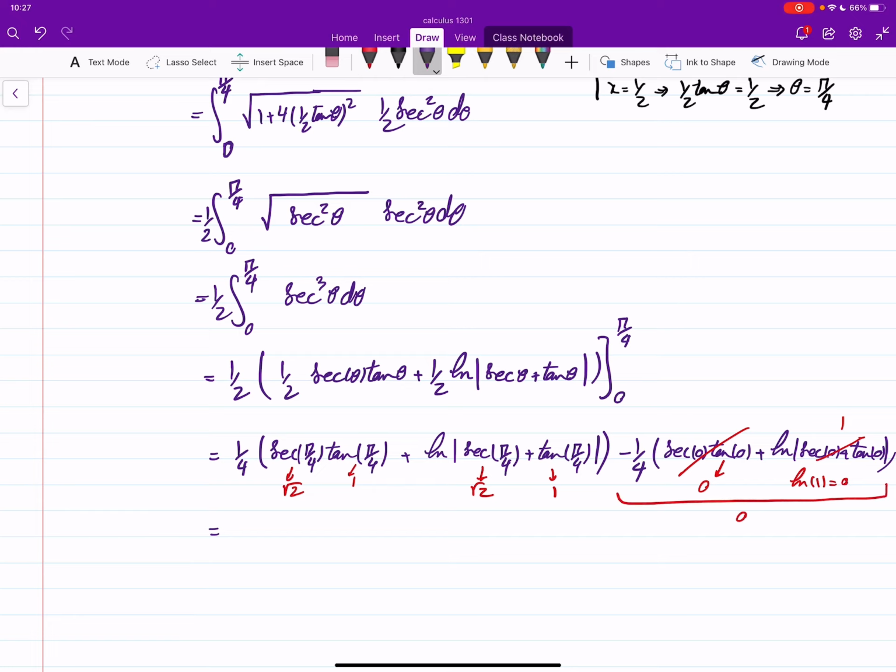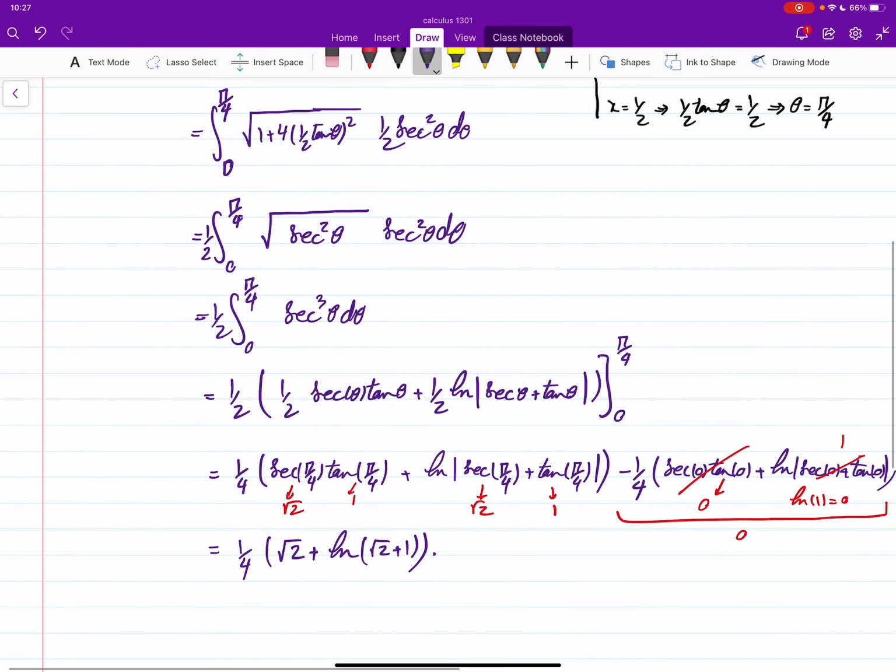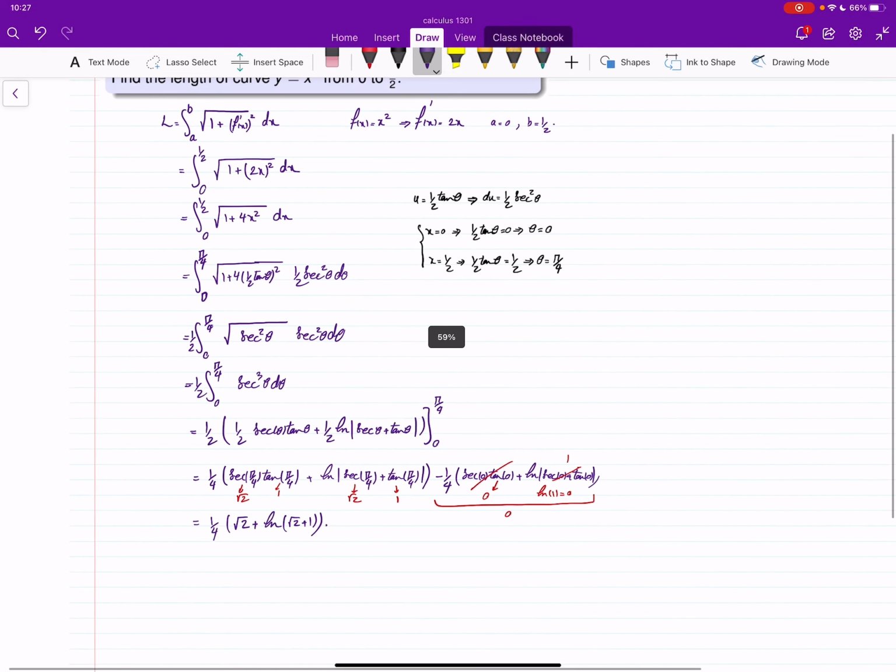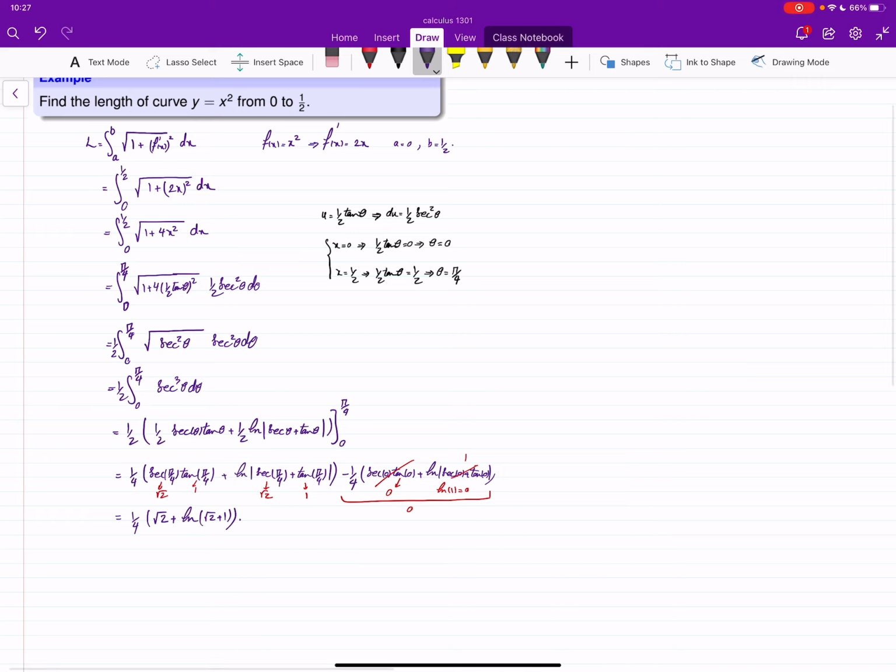On the first part, we have half, 1 over 4 of root 2 plus ln of root 2 plus 1. And that is the length of the curve defined by, well, actually parabola, yes. So the length of this parabola from 0 to half is equal to 1 over 4 times root 2 plus ln of root 2 plus 1.